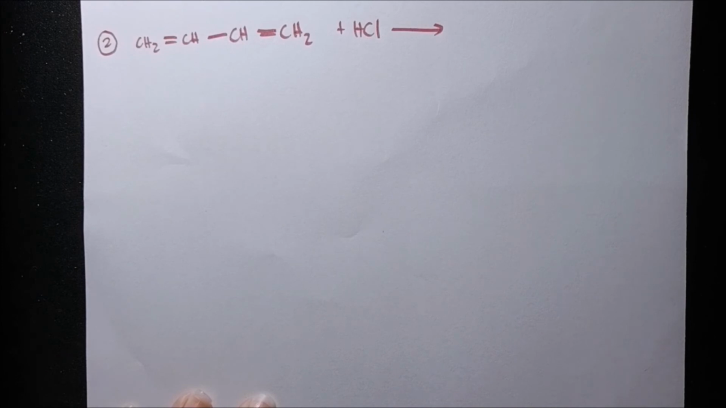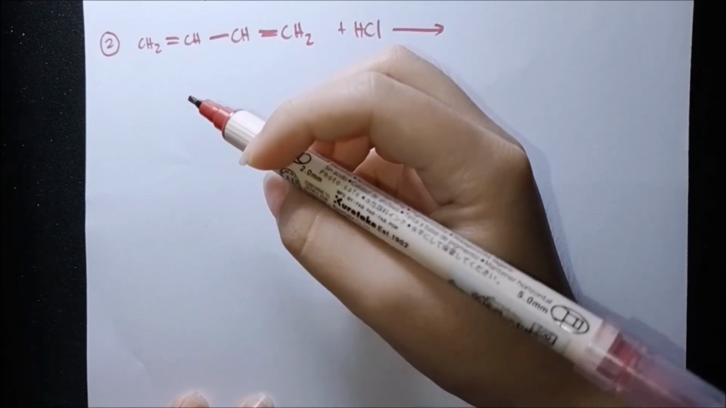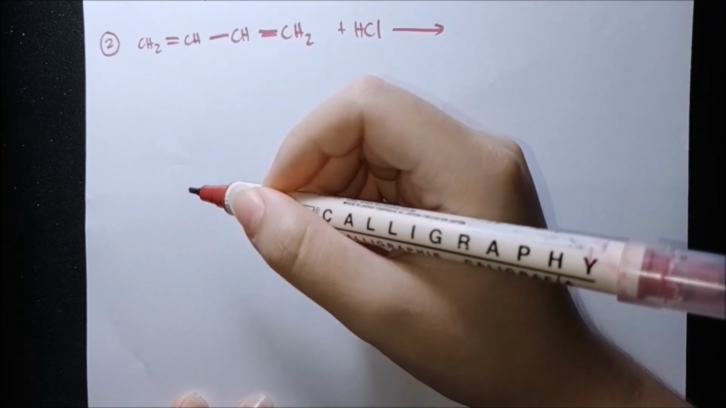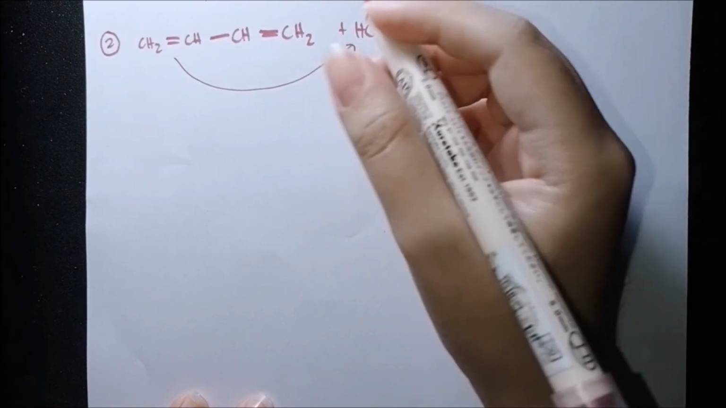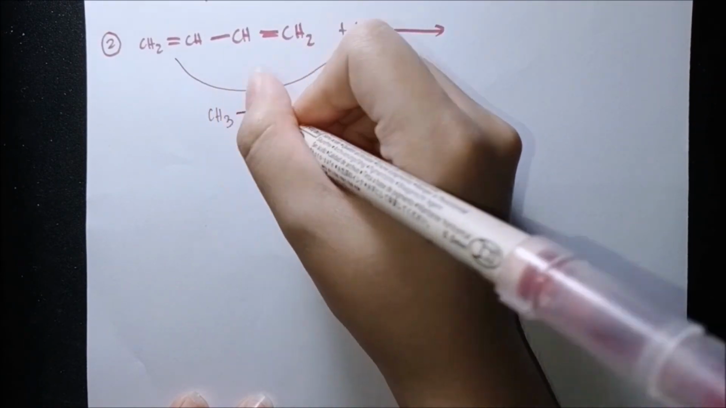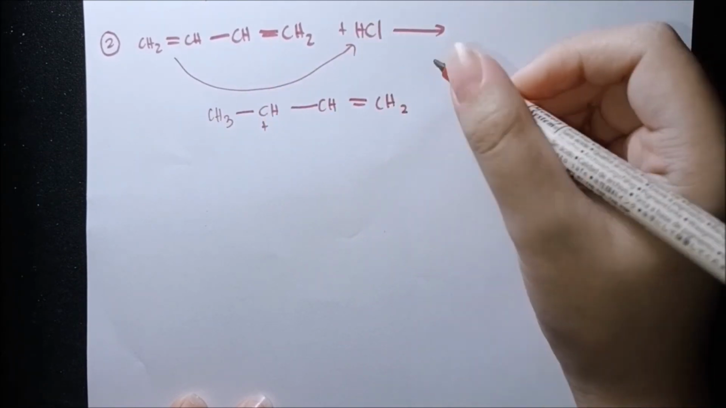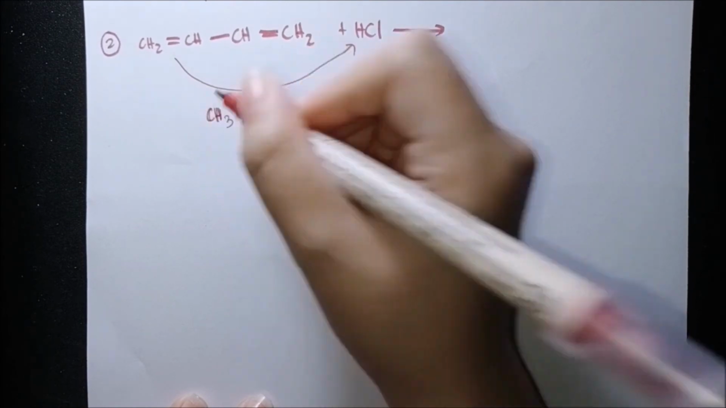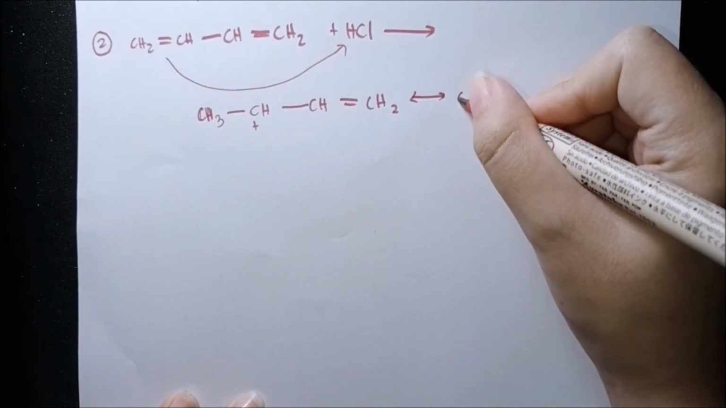For number 2, we have a 1,3-butadiene reacted with hydrochloric acid, or HCl. Again, you may pause the video if you wish to answer this first on your own. So, we are going to go through the same mechanism as in number 1. This hydrogen will attack this double bond to produce this carbocation. Again, which is also in resonance with this carbocation.